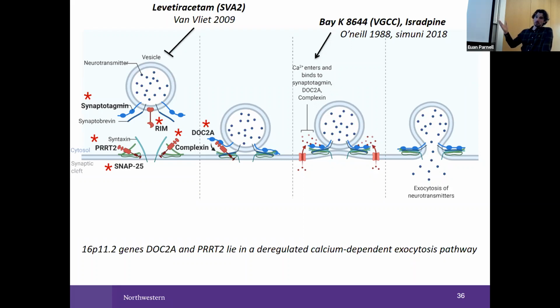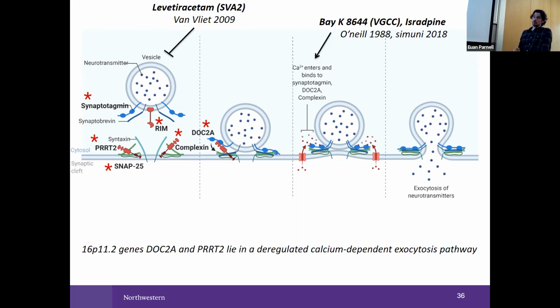The one that I found was levetiracetam, which targets synaptic vesicles. But this typically inhibits synaptic vesicle fusion, so it's unlikely to be of benefit in a model where we see decreased activity and decreased network formation. A more likely candidate for therapeutic intervention is these calcium channels. The final step of vesicular fusion to the membrane is calcium influx, which causes the fusion of that vesicle to the membrane. And so we can target calcium channels using these compounds.